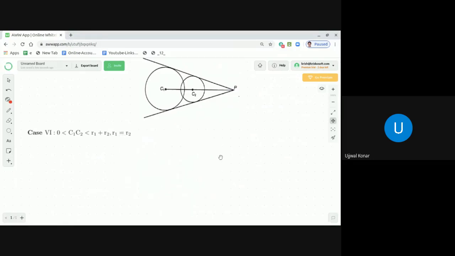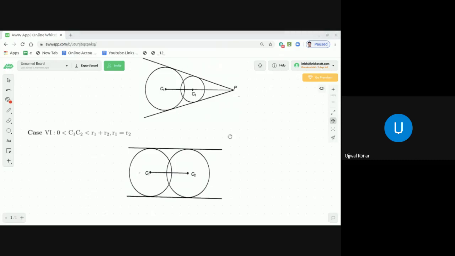Now, if you look into this particular scenario, in this case we have only two direct common tangents, exactly like the previous one, and they are parallel to the line of their centers. So finding the equation is not difficult; it is very straightforward. The next case, case 7, is where C1C2 is equal to the non-negative difference of R1 minus R2, in which case R1 is not equal to R2. Let me show you this particular case with the visual representation, and then let's discuss.